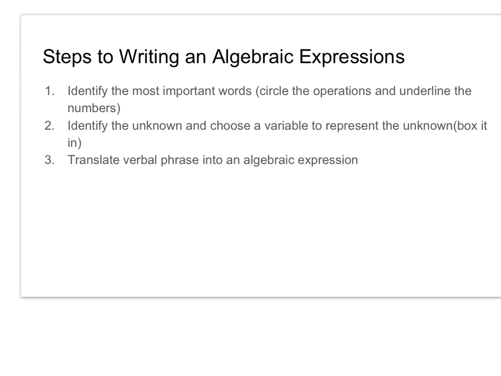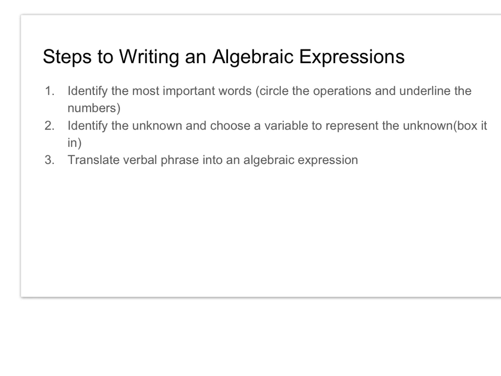Now we're going to talk about steps to writing an algebraic expression. It is very similar to a numerical expression, but now we're going to have to figure out an unknown, which you will see in the examples and in the steps. So step 1, make sure you're writing these down, is to identify the most important words. What I like to do is circle the operations and underline the numbers, and you can change that if you want, just basically marking important information.